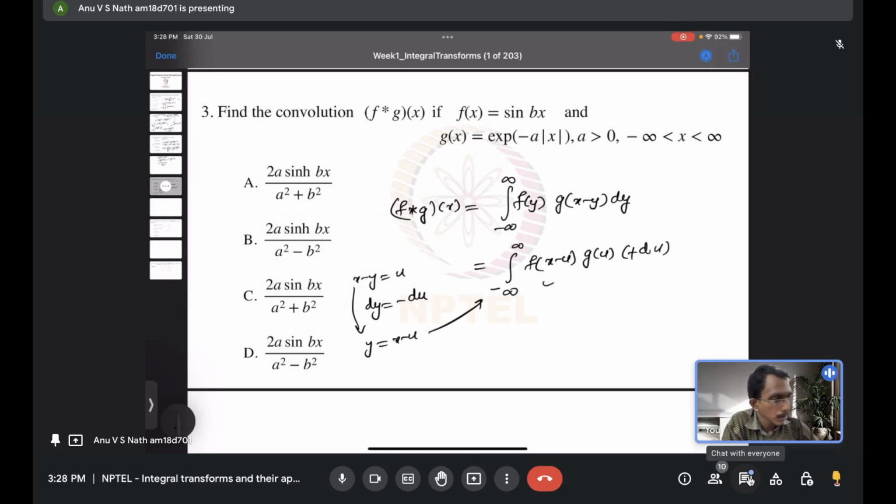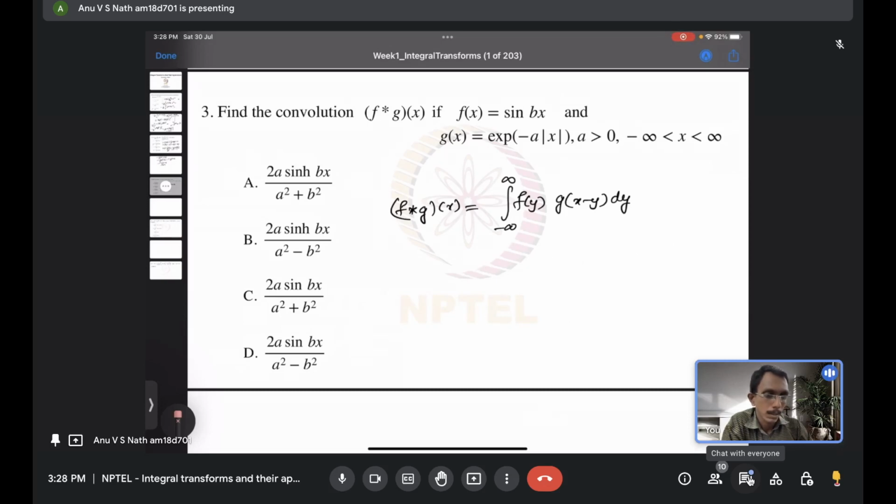So now if you see this, by definition it is actually g star f of x. So f star g of x is equal to g star f of x. For any practical purpose, we can choose any function to be f and any other function to be g, so that we can evaluate the convolution. So this formula itself is enough.